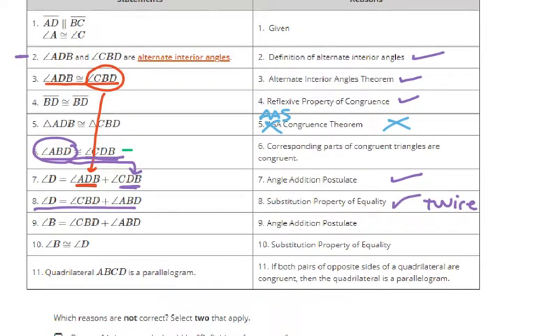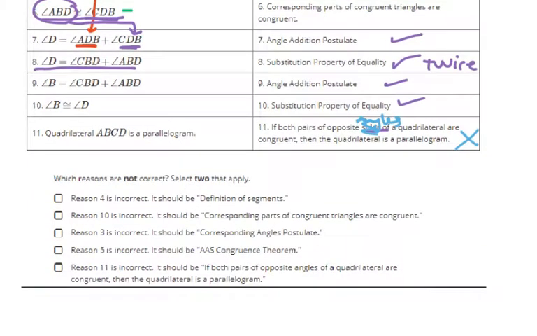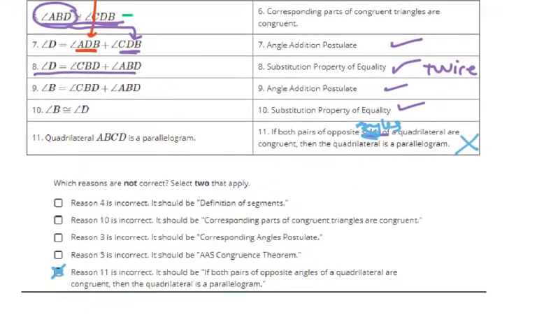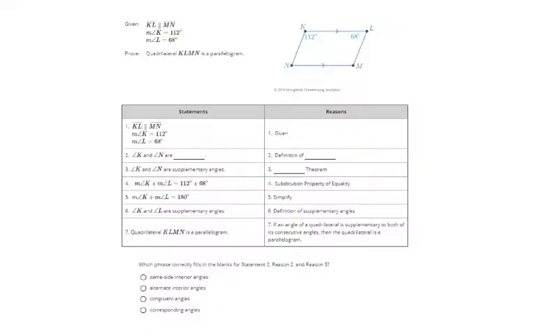So then we had, okay, so then now angle B is the same as D, substitution property, those are all true. And then this is really close. But the problem is it says both pairs of opposite sides. We didn't talk about sides, we talked about angles. And that was the other mistake. So down here, we would need to mark that reason 11 is incorrect, and reason 5 is incorrect. Angle side.